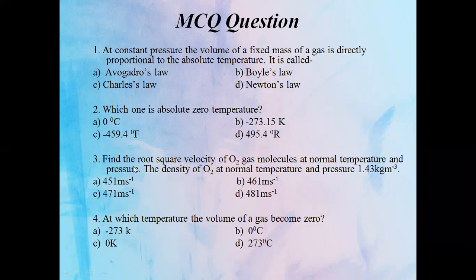Number three, find the root mean square velocity of oxygen gas molecules at normal temperature and pressure. The density of oxygen at normal temperature and pressure is 1.43 kg per meter cube. Again, there are four options. You must choose the right option. And the last MCQ question: at which temperature does the volume of a gas become zero? Again, there are four options. You must choose the right option.